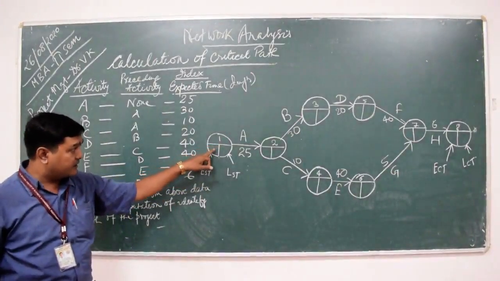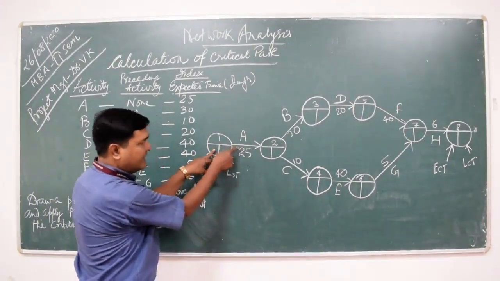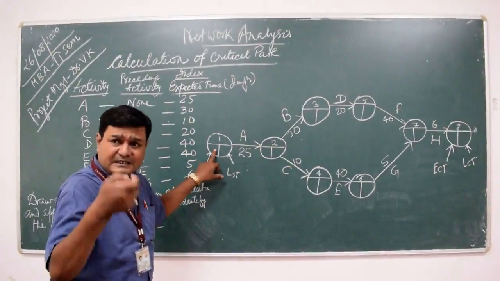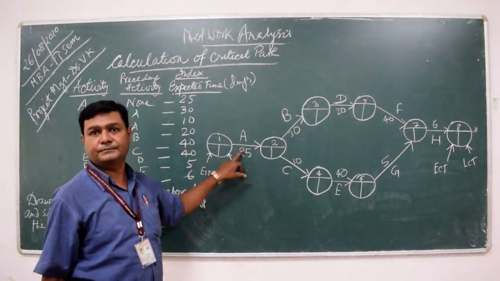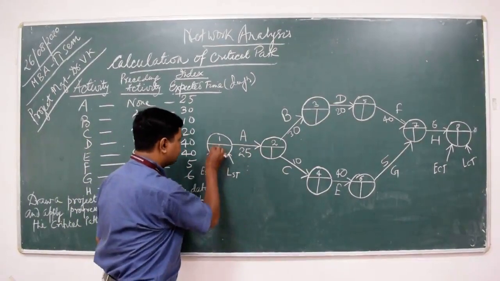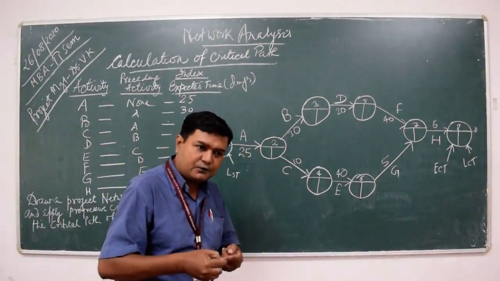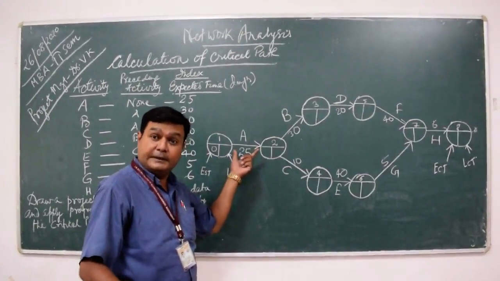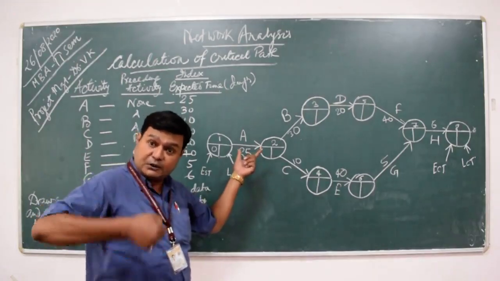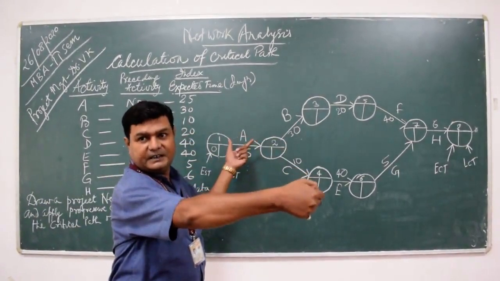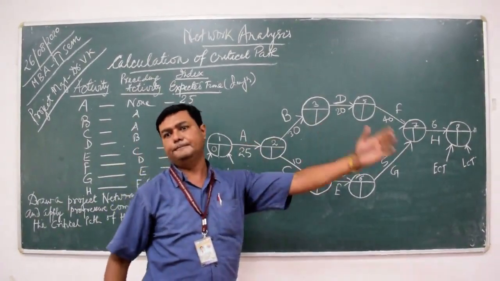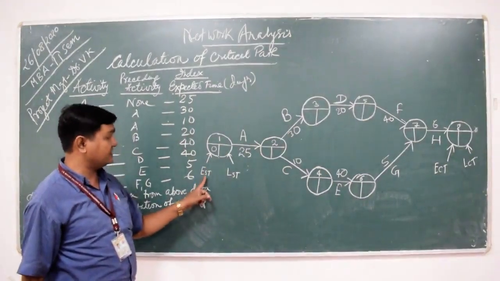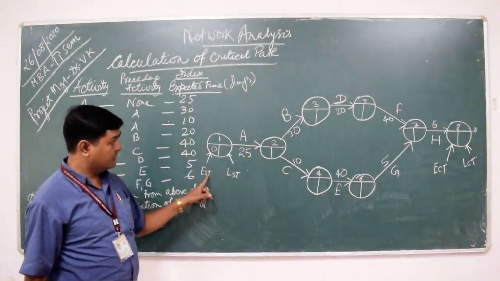So event number 1 here, and from here the activity A is starting. So what is the starting time of the activity A? The answer is 0, because anything will start from 0. So here A is taking 25 days for completion. It means it starts from 0 time, 0 day, and then after 25 days it will be completed. That is, it starts from 0 and then goes forward. So we have written here 0 as earliest start time. Now what about this?